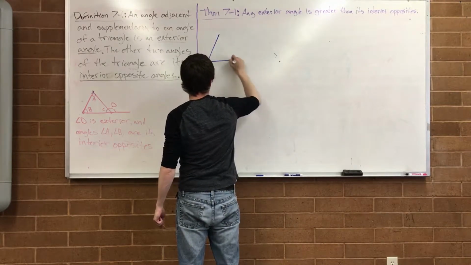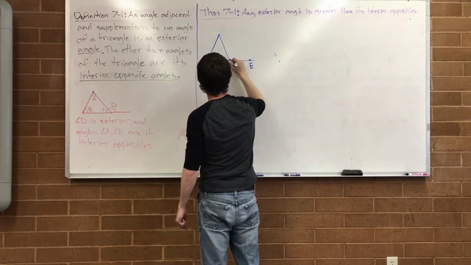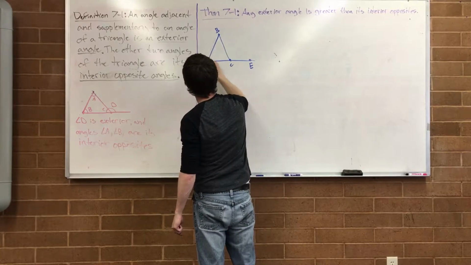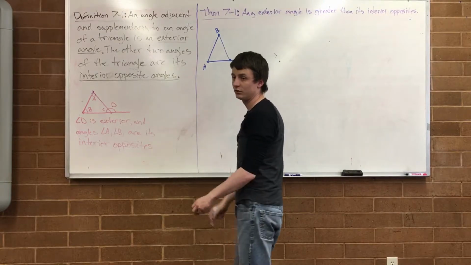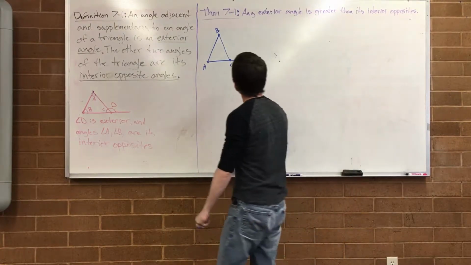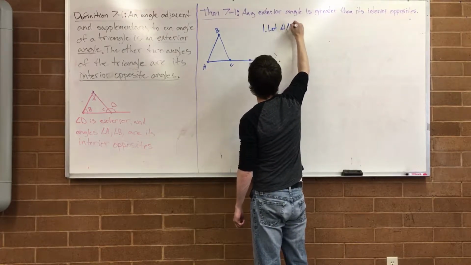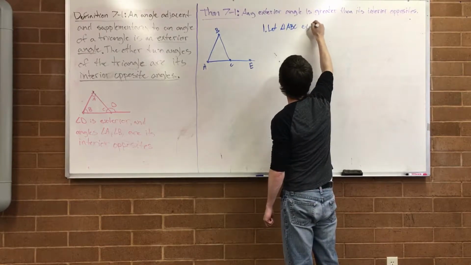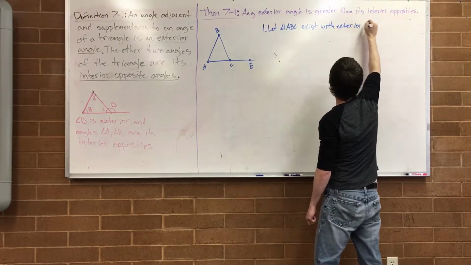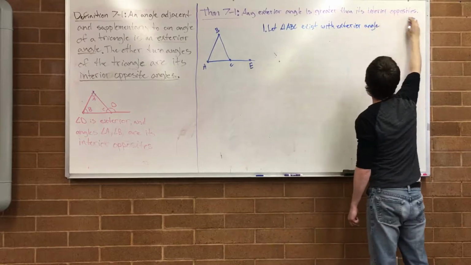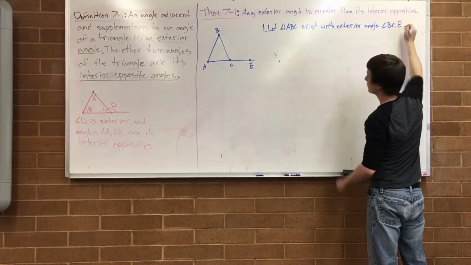So cleaning back up our picture, we're going to start by making some triangle with an exterior angle. Then what's the point of the exterior angle? Showing that this angle is always greater than those two is really useful. And we'll do theorems where we use it. So, 1, let triangle ABC exist with exterior angle BCE. Same as last time.